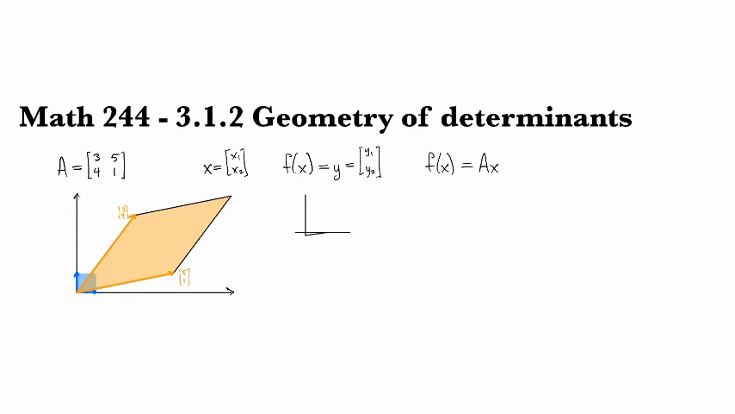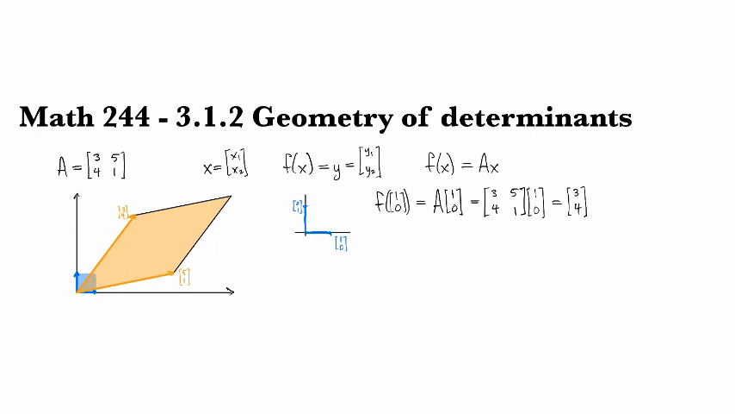Here's the point 1, 0, and here's the point 0, 1. Okay, so let's look at f of 1, 0. Well, f of 1, 0 gets mapped to A times 1, 0, or 3, 5, 4, 1 times 1, 0, which is 3, 4. It just takes the first column of A.